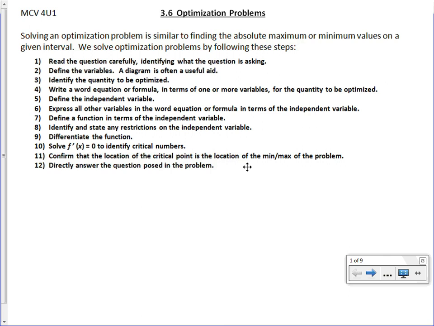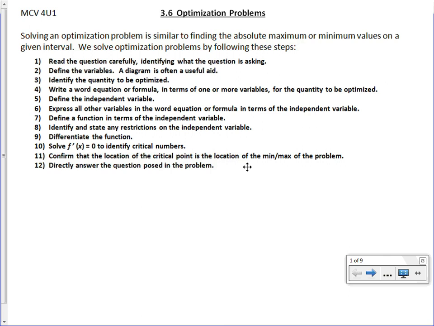Figure out what the independent variable is going to be. Sometimes you're going to see situations where there might be two variables involved, and we have to only have one. And again, you'll see that come up as we go through this. So once you choose what the independent variable is, make sure all other variables are written in terms of that variable. Define the function, and then state any restrictions on the independent variable. That's another way of saying state the domain on which this problem exists.